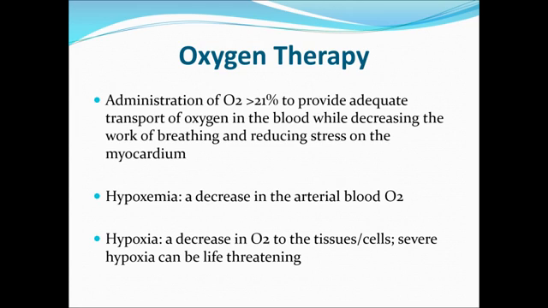So hypoxemia is a decrease in the arterial blood oxygen. Hypoxia is a decrease in the O2 to the tissues and the cells. And it's important to understand that severe hypoxia is life-threatening. Okay, it will eventually kill your patient.